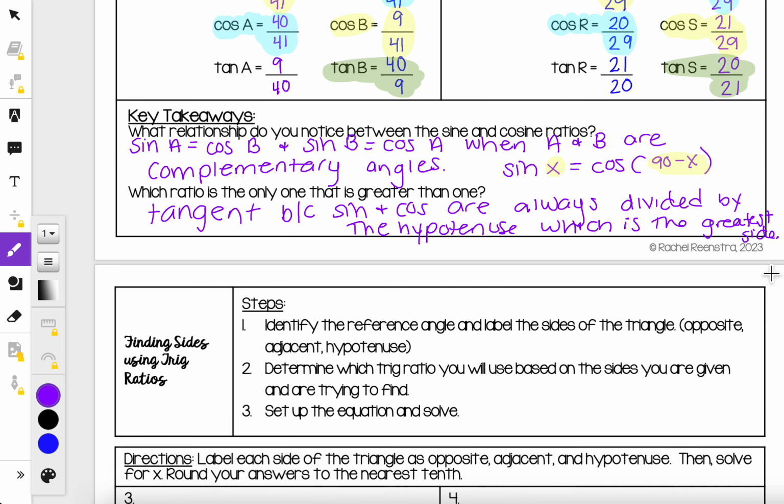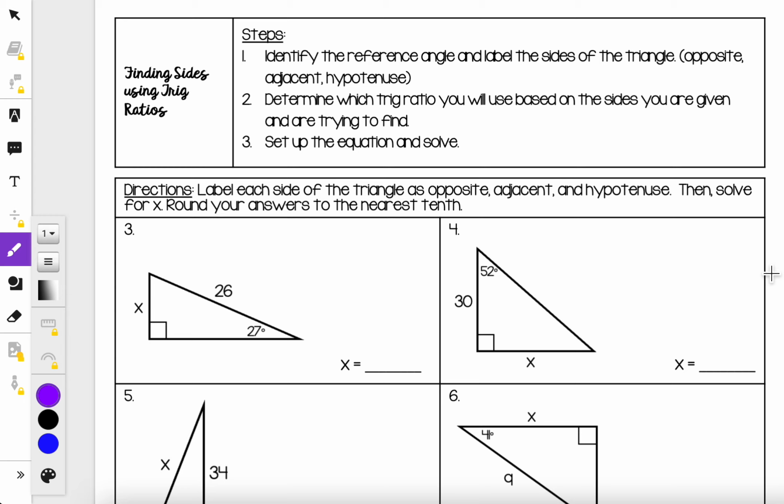So next we're going to talk about how we can use these ratios to find a side of a triangle. All right, now I don't usually put steps in here, but this is a pretty big topic, so I wanted to make sure we had some steps in here. So the first step for using trig to find sides is to identify the reference angle and label the sides of the triangle. So the first thing I'm always going to do is highlight or circle the angle that I know. That's going to be the reference angle, and then I'm going to label my sides O, A, and H.